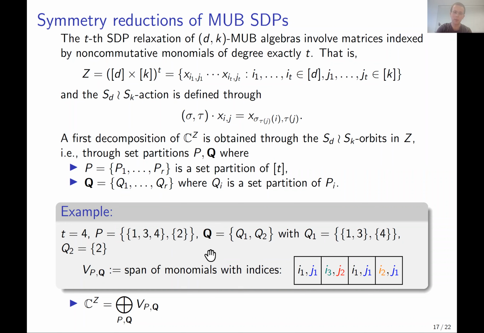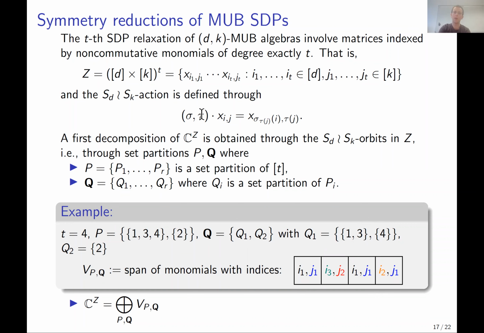So which orbit corresponds to this? Well, basically it's the span of monomials whose indices are of the following form. So basically they would be constant on this set, meaning that the first, the third, and the fourth elements from K would be the same. So that's why I put J1 here. Also color-coded objects that are the same. And then Q1, for instance, would show that the first and the third element have the same I component, and the fourth one has a different I component.